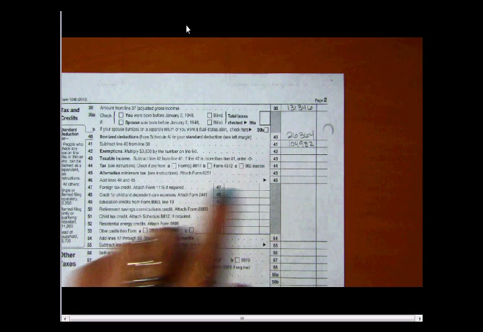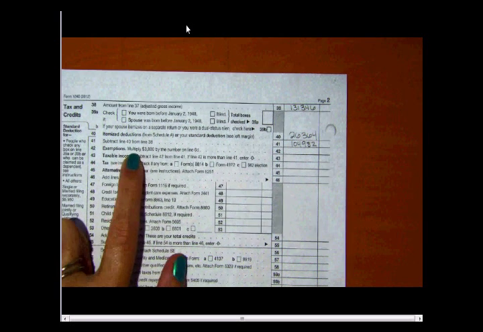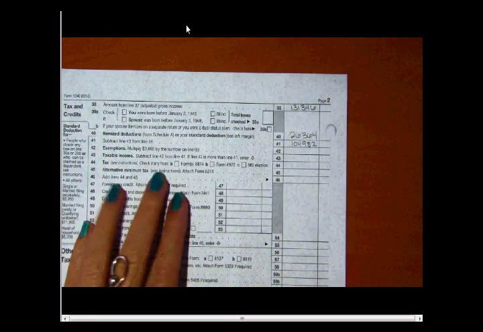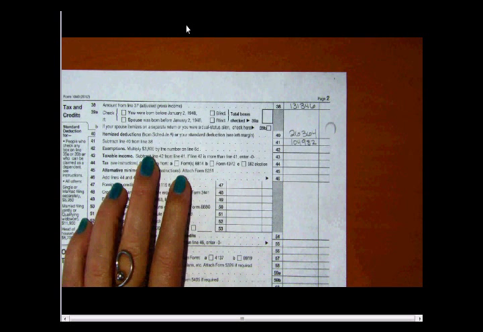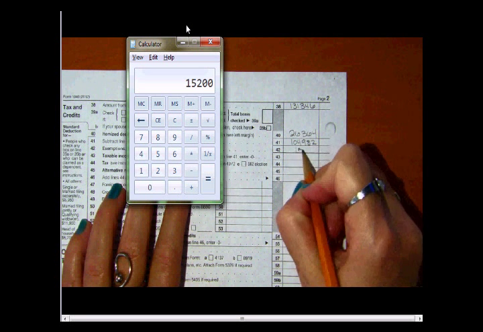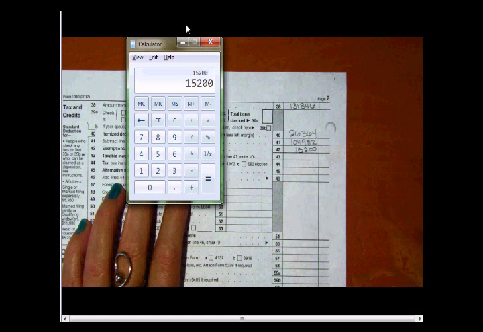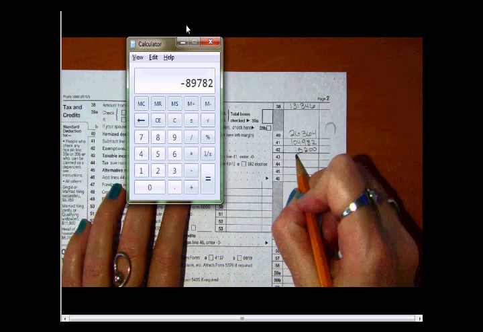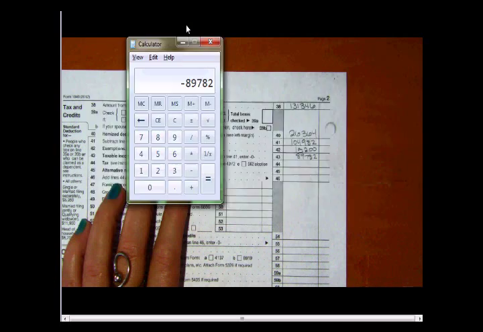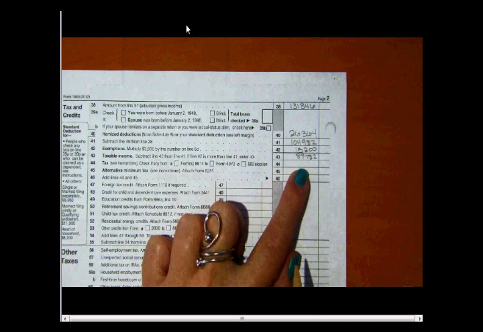Our next line is our exemptions. We had 4, right? 2 adults, 2 kids, so 4 exemptions. So we're going to do 3,800 times 4, and then subtract that from the 104,982. So that gives us 89,782 for taxable income.